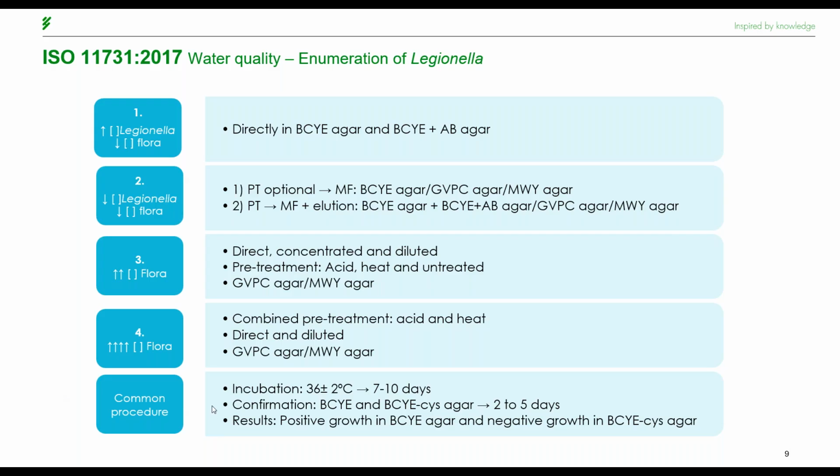The presumptive confirmation must be done by subcultivating onto BCYE agar and BCYE without cysteine agar for 2 to 5 days. The results: if you have a positive growth in BCYE agar and a negative one in BCYE without cysteine agar, the colonies are considered to be Legionella.